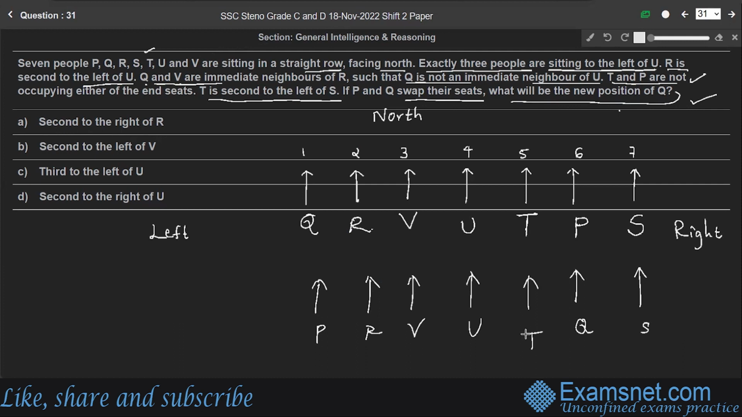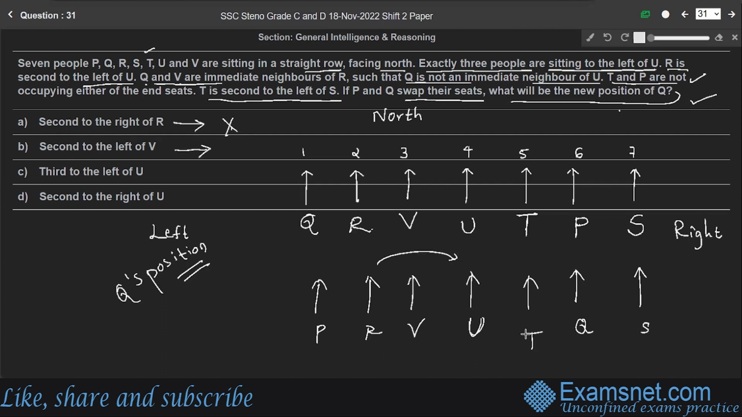New position of Q, according to the option, is second to the right of R. Second to the right of R is U, not Q. So which is wrong? Q's position they are asking. Next, second to the left of V, second option.